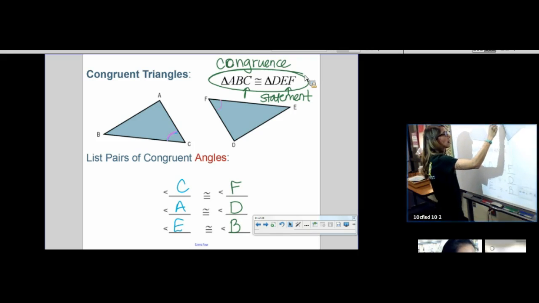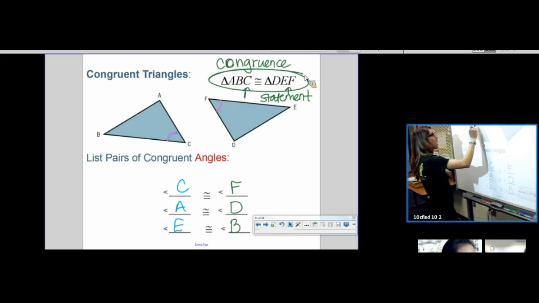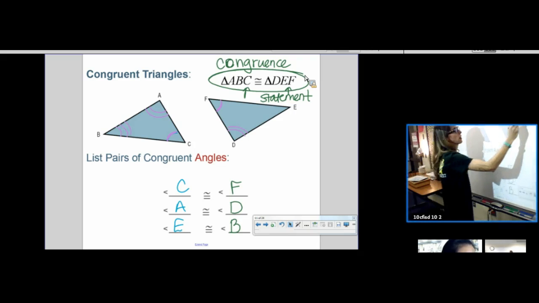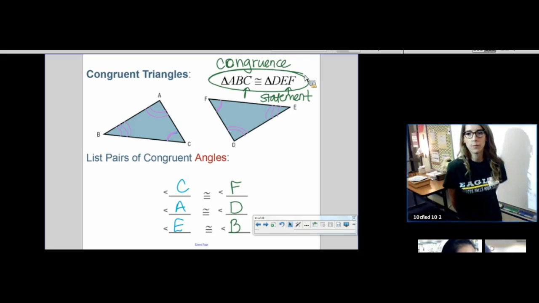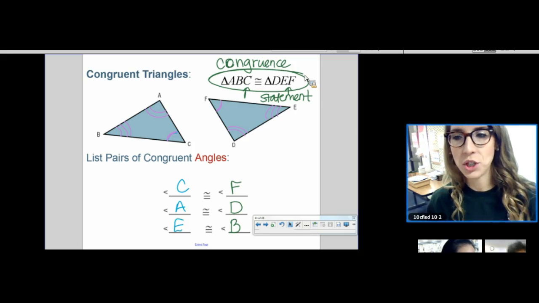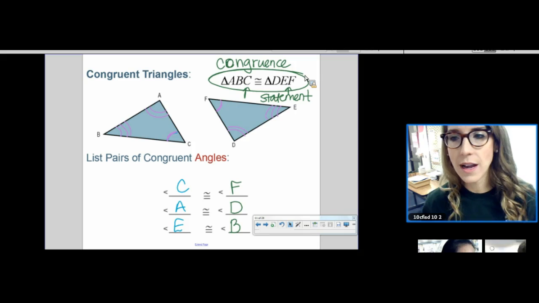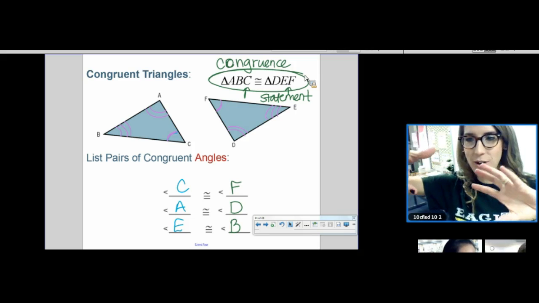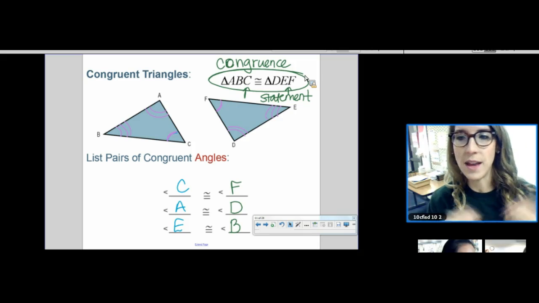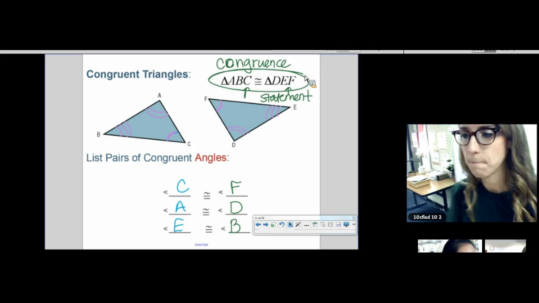Add an arc and an arc. I could go to A and add a double arc, and then 1, 2, 3, triple arc, triple arc. So I could indicate on my picture which angles were congruent, and then it helps me see what happened to my triangle. It just got rotated, right? Translated and rotated a little bit, but it's still the same triangle. All right.